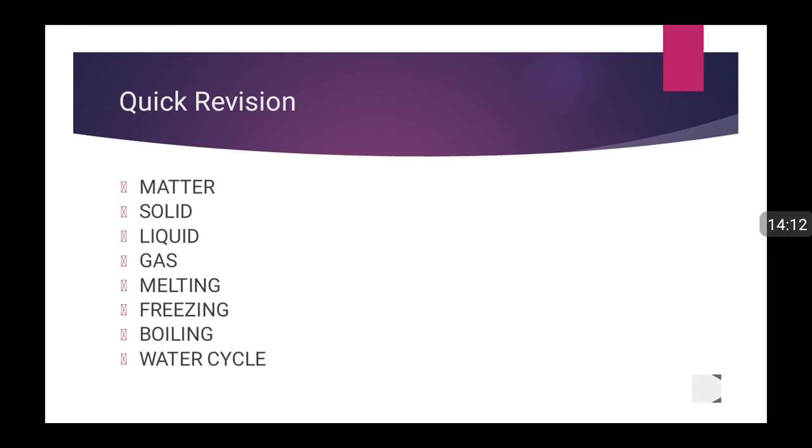Now you will be able to solve all the exercise given at the back of your chapter. So try to solve all the questions and fill-ups that are given at the end of your chapter.